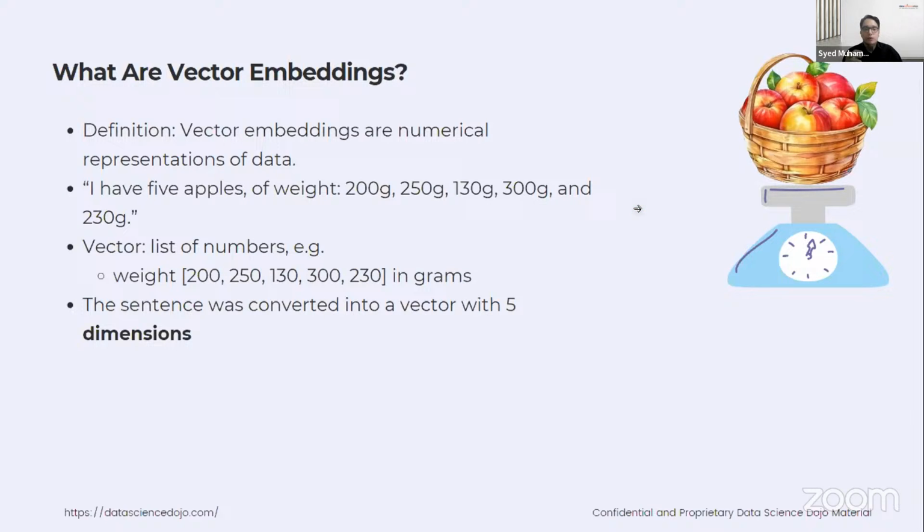So the list that we just converted was actually a weight vector. The position of each number represents which apple you are talking about. The value of the number itself is the weight of that apple, and the entire vector is represented in grams. Another thing we can deduce from this is that the sentence was converted into a vector with 5 dimensions, since we're talking about 5 values, which are 5 apples.